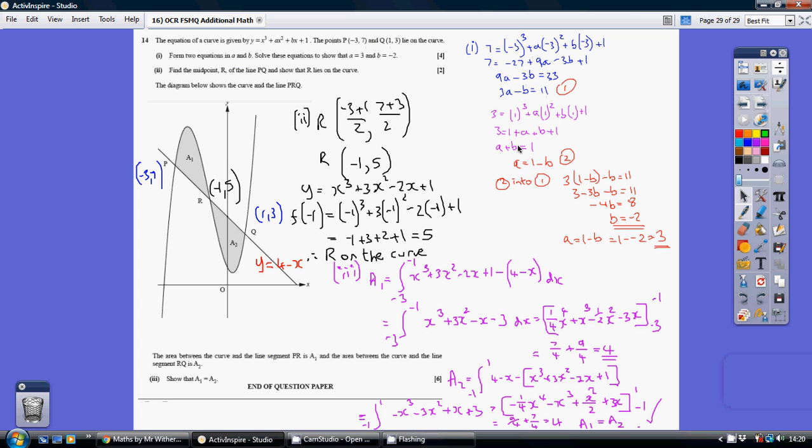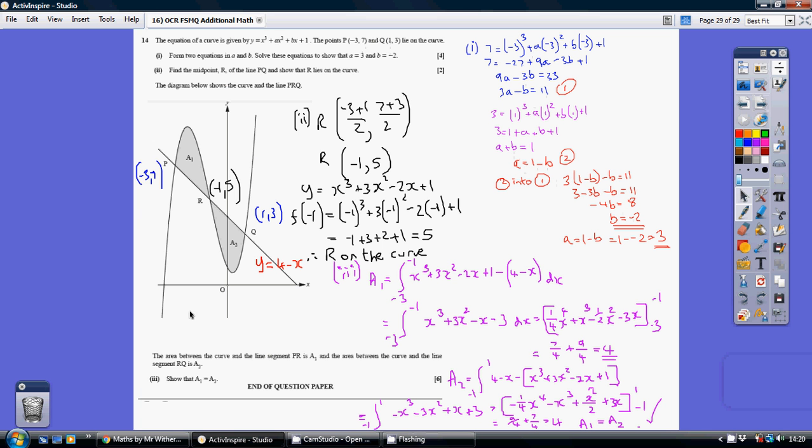So if we just rearrange this second one and make this a equals 1 take away b, and then we take that and substitute that into the one up here, and then solve for b, we get b equaling minus 2, and therefore a equals 1 minus minus 2, which is 3. So b is minus 2 and a is 3. So we've now got our curve, knowing that a is 3 and b is minus 2.